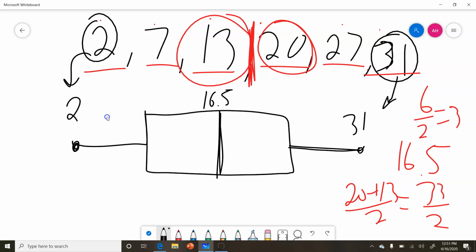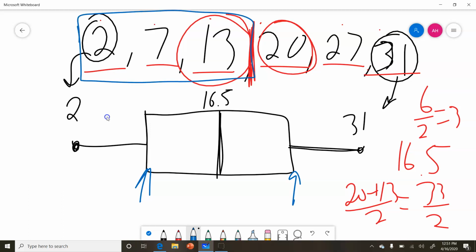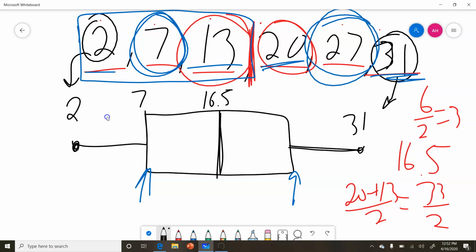Now I need to find the median of the lower quartile and the upper. So I find the lower by taking the lower 3 right here in that blue box, and I say 1, 1, so that makes 7 is that one. I go on this side and I go 1, 1, and that makes 27. And there I am, done with that. So if you need to pause that, watch the videos from earlier, go for it.